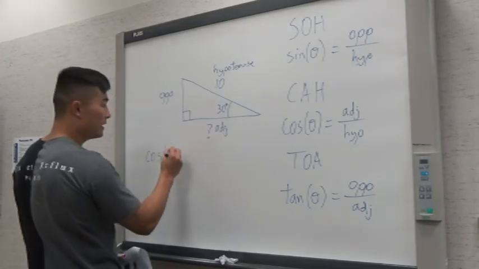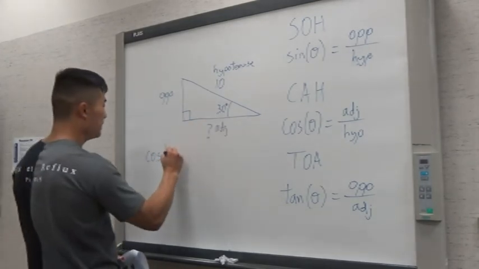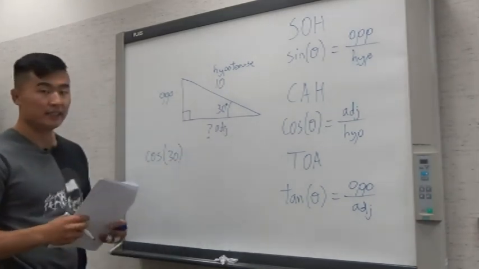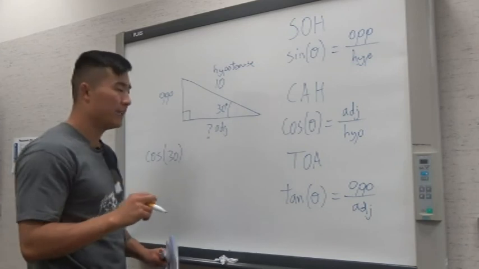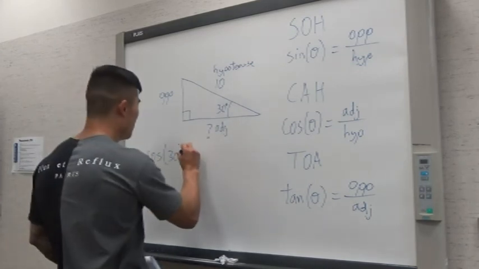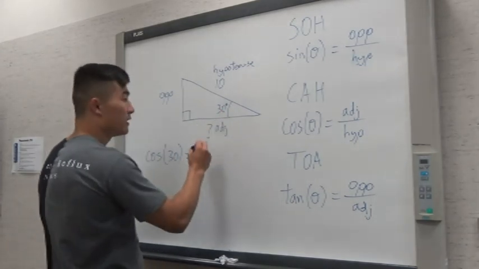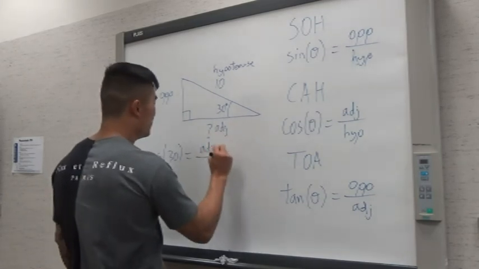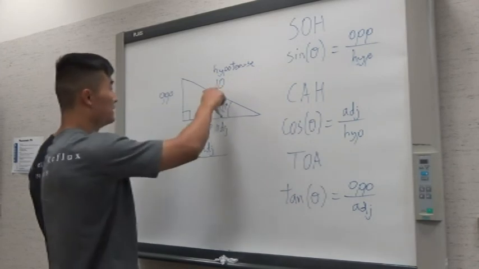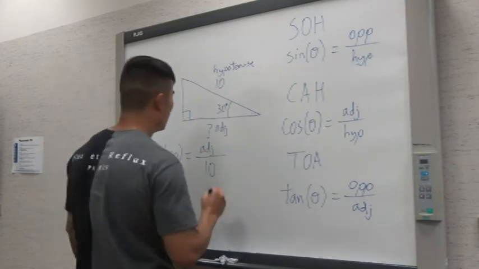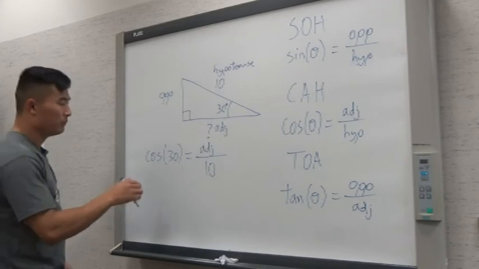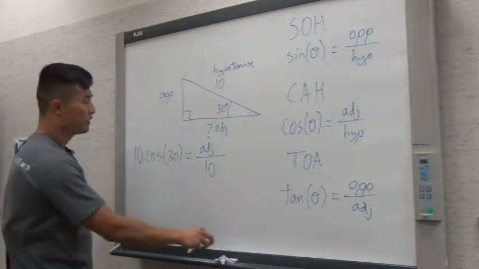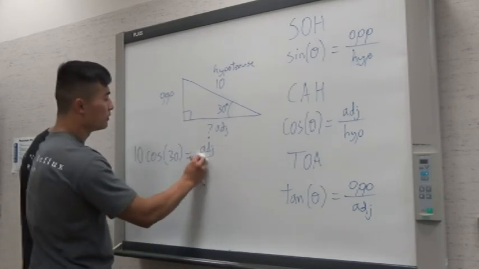of theta, and our angle is 30. So for physics, you always have your calculator in degrees. You don't need to use radians at all. So that's cosine of 30 degrees is equal to adjacent over our hypotenuse, which is 10. So we're going to multiply both sides by 10. So 10 times cosine 30.